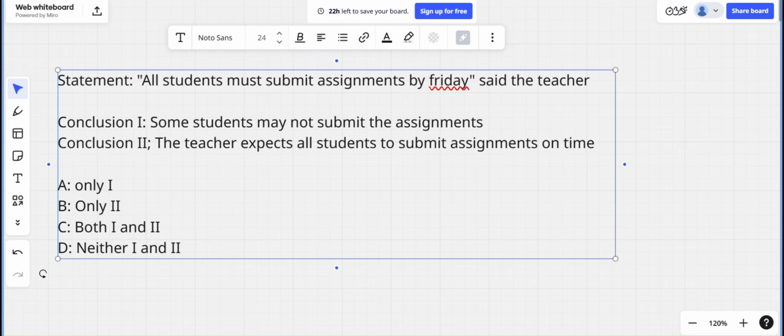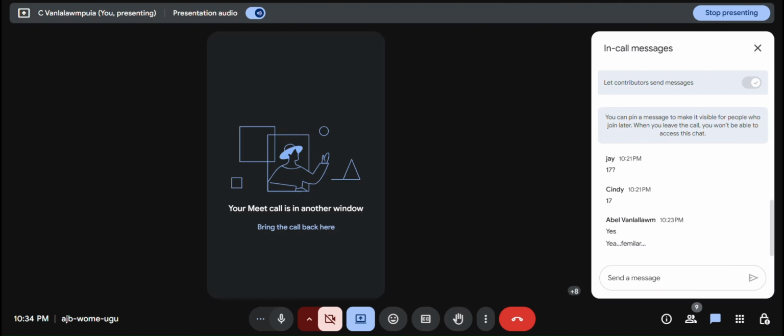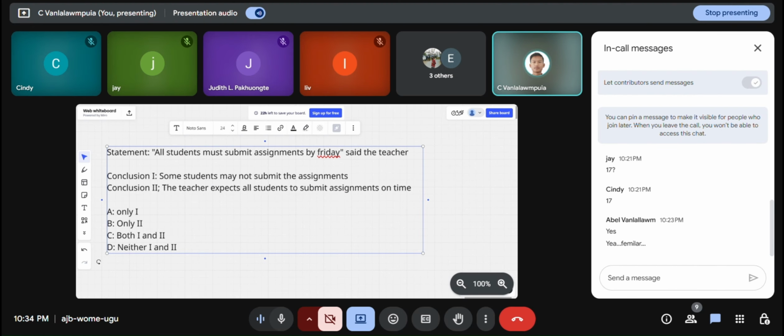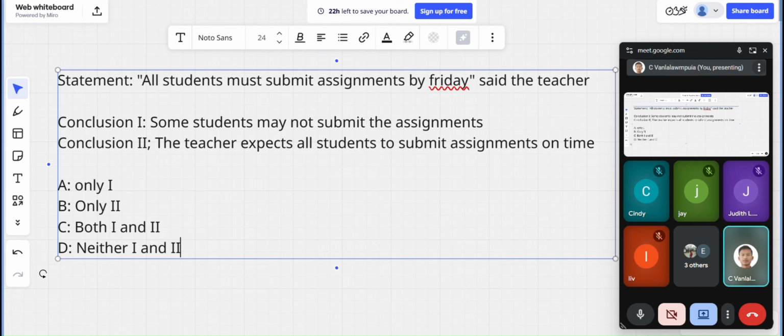Quick, I'm waiting in the chat box. Just give me A, B, C, or D. We need some interaction, guys.